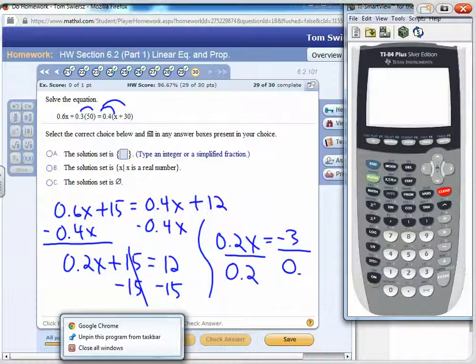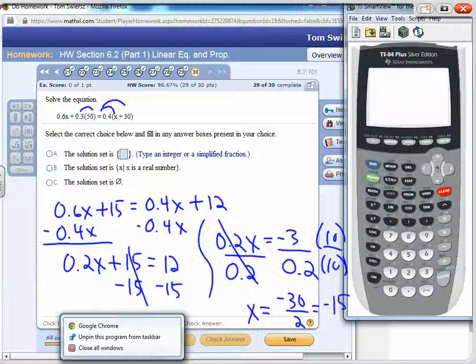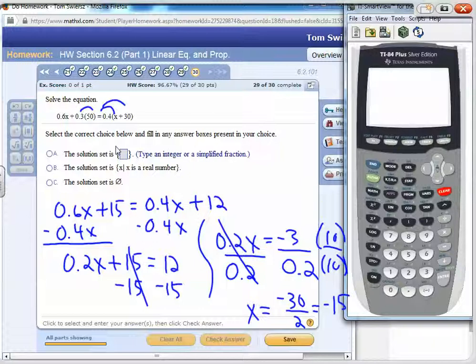Divide both sides by 0.2. So you get 1x, x equals negative 3 divided by a negative 0.2. To get a simplified fraction, we'll multiply both of them by 10 if you want. And we'll get a negative 30 divided by 2. And a negative 30 divided by 2 is a negative 15. So it actually came out to be a whole number. So our answer is a negative 15.